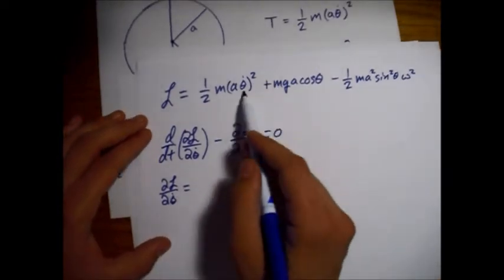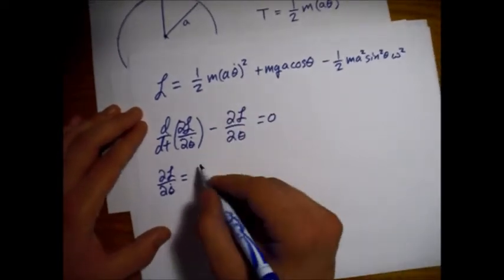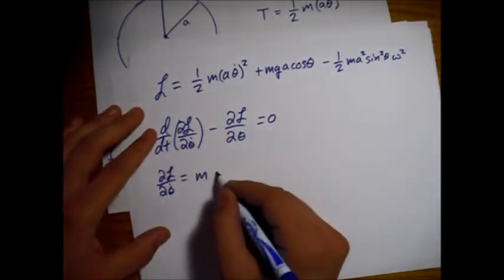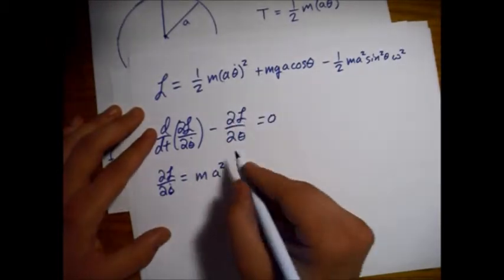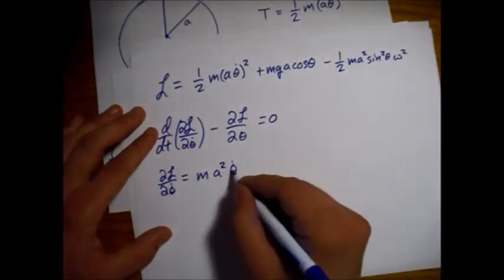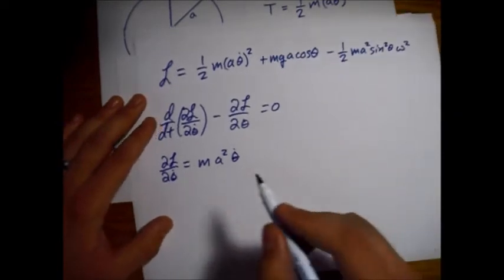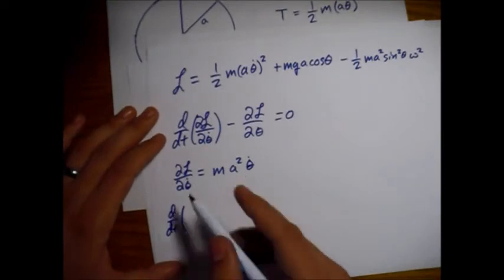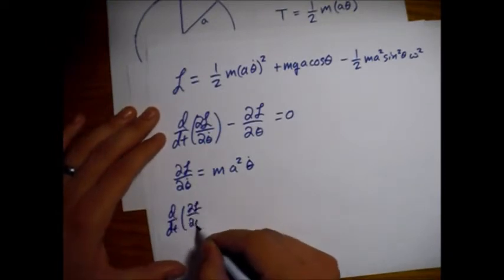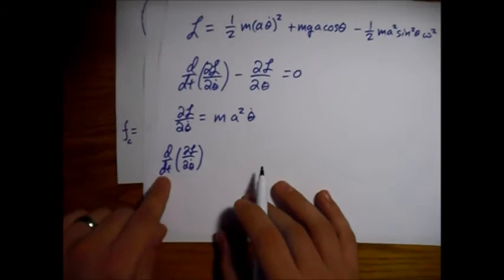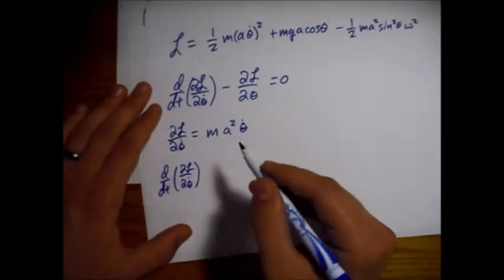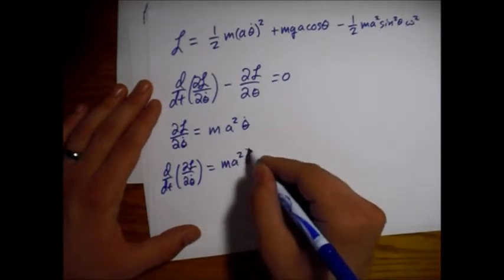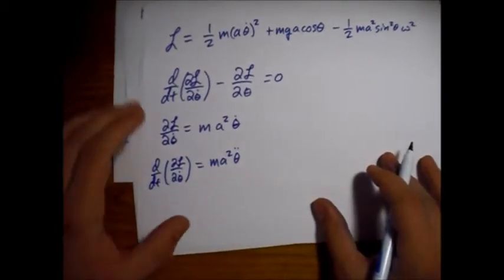With respect to theta dot, here's the only theta dot in town. So the 2 is going to cancel out this 1/2. We'll have an m, this a is still going to be squared, and then we'll have a theta dot like that. Okay. And while we're at it, let's go ahead and take the total time derivative of what we just found, which is just m a squared theta double dot, because m and a are constant.